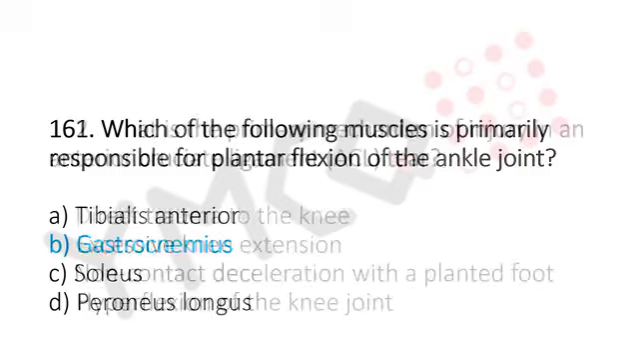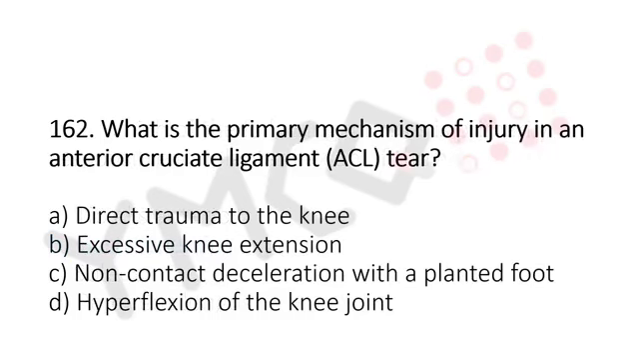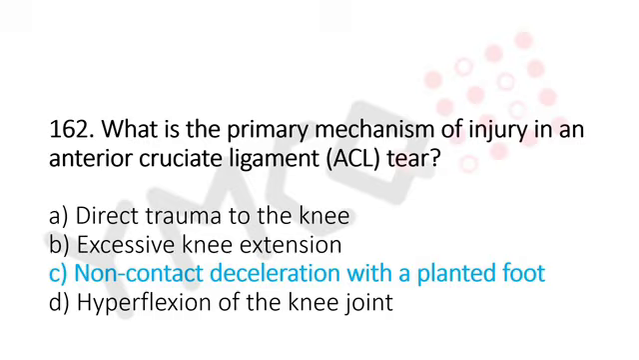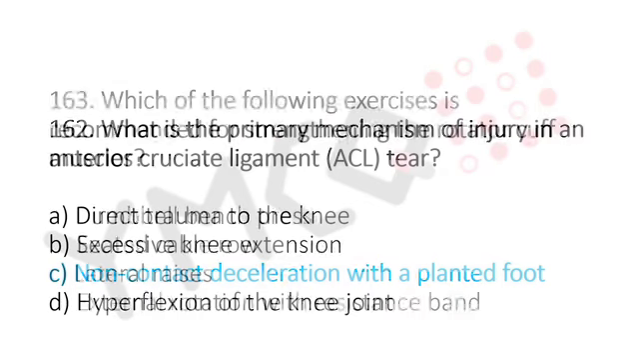Let's move to question number 162. What is the primary mechanism of injury in an anterior cruciate ligament tear? Option A, direct trauma to the knee. Option B, excessive knee extension. Option C, non-contact deceleration with a planted foot. Option D, hyperflexion of the knee joint. And the answer is option C, non-contact deceleration with a planted foot. Now let's move to question number 163.